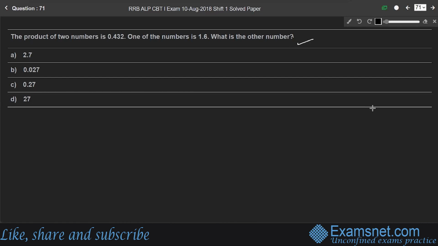Question number 71. The product of two numbers is 0.432. One of the numbers is 1.6. What is the other number? Very simple. Let us assume the other number as x. Their product is already given, so 1.6 into x is 0.432. We need to find the value of x. So x is equal to 0.432 by 1.6.